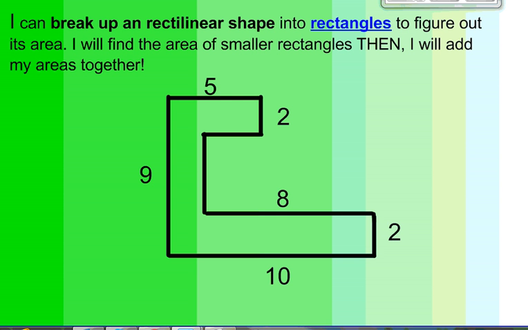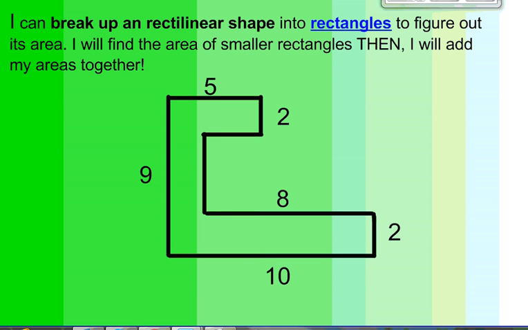Once again, I can break up a rectilinear shape into rectangles to figure out its area. I will find the area of smaller rectangles, then I will add my areas together. So if I looked at this rectilinear shape, there are different ways to break it up into rectangles. I can have a rectangle here and a rectangle right here. I could break it up that way.